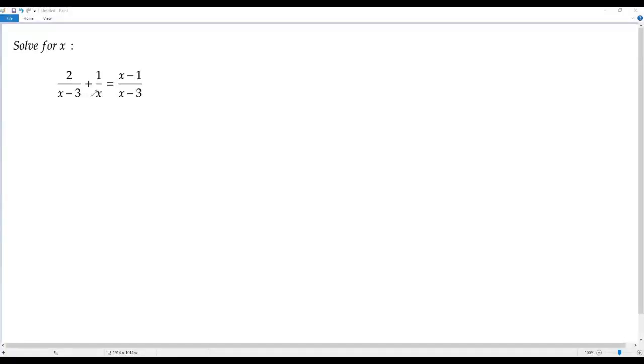Here we have a problem in algebra 2, that is we have to solve for x in the given rational equation. Okay, in my first step I'm going to simplify the expression we have on the left side of the equation. So that is we have to add the two fractions.